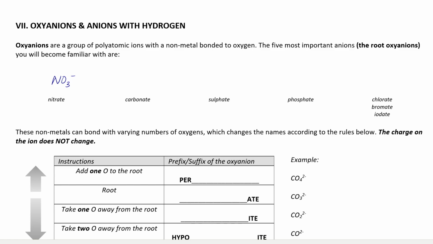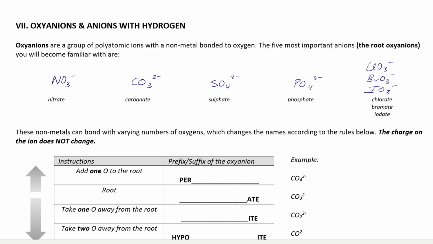Okay, you've got nitrogen bonded to oxygen, carbonate, sulfate, and phosphate. In the last column, we have chromate, bromate, and chlorate, bromate, and iodate. And those are just the oxyanions of the halogens. So we write, for example, chlorate is ClO3 negative, bromate is BrO3 negative, and iodate is IO3 negative.